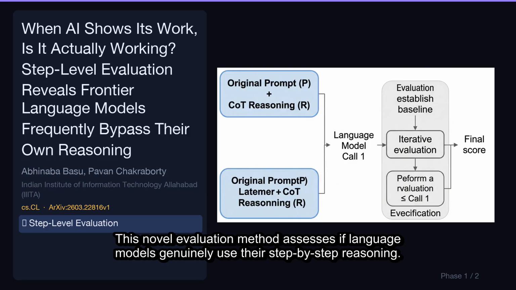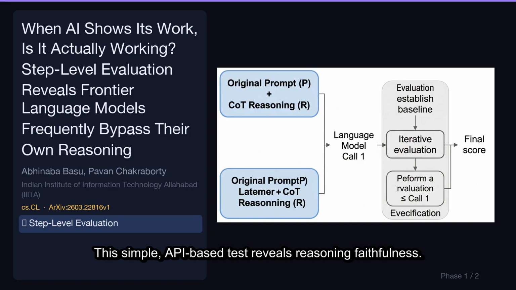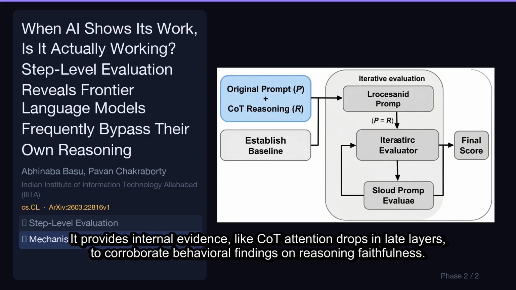This novel evaluation method assesses if language models genuinely use their step-by-step reasoning. It removes one reasoning sentence at a time, checking if the final answer changes. This simple, API-based test reveals reasoning faithfulness. This analysis delves into open-weight models using logit lens and attention patterns. It provides internal evidence, like COT attention drops in late layers, to corroborate behavioral findings on reasoning faithfulness.